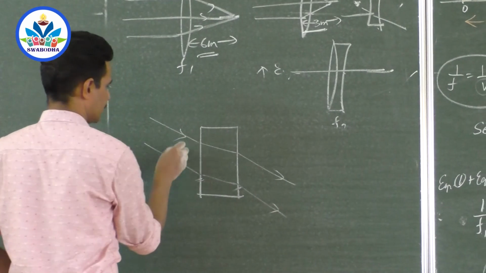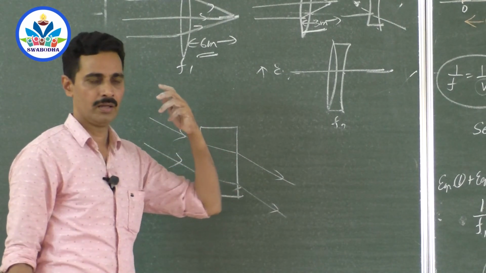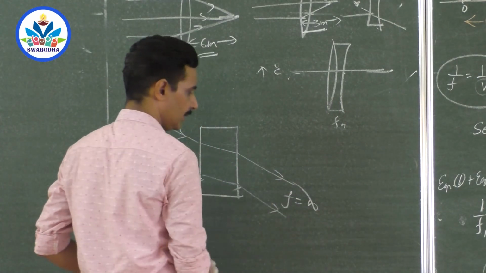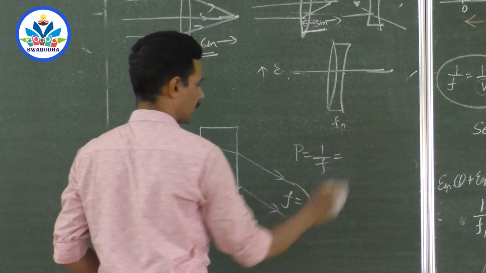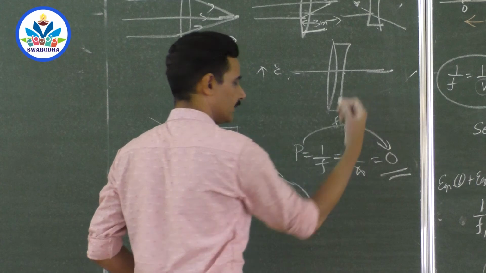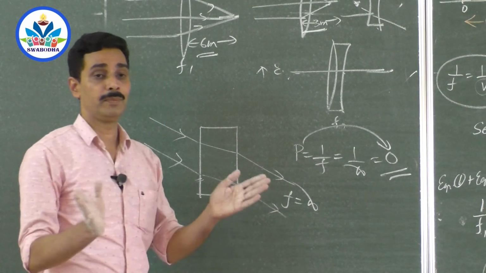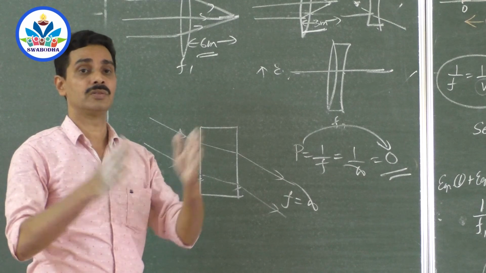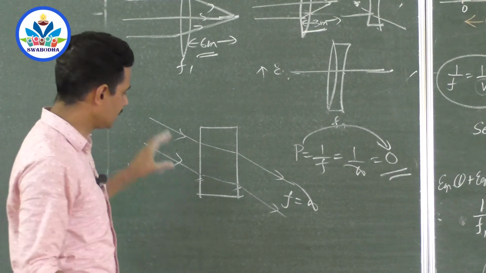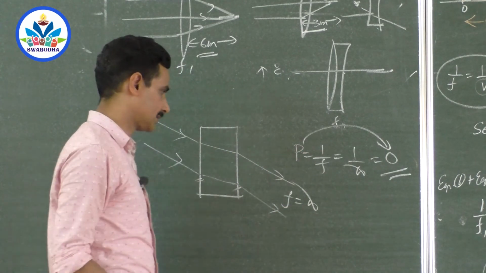How much has it converged? A parallel beam of light incident on the glass slab has remained parallel. It doesn't meet at all. Where is the focus? Shall I write the focus is at infinity? What is power? Power is the reciprocal of focal length. It is 1 by infinity, that is 0. No power. What do you mean by a glass slab having no power? It has no ability to converge the rays nor to diverge the rays. That means it keeps the parallel beam parallel. Its focal length is infinity and its power is 0.